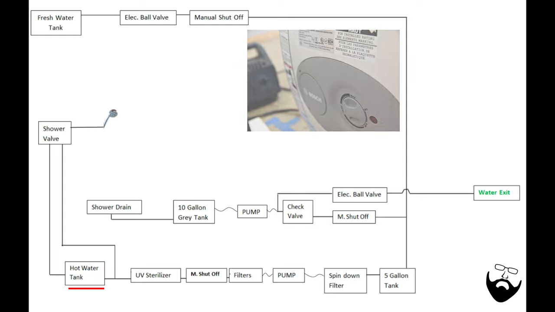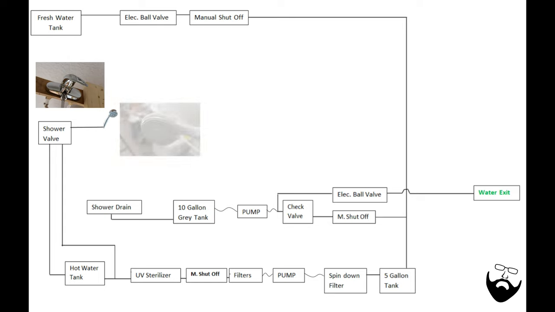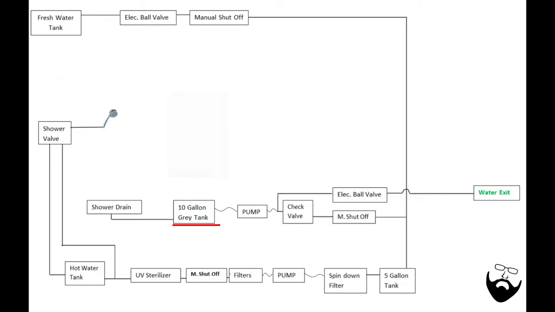The water goes up to the shower valves. I mounted the shower valves high so that we wouldn't bump into them when we were taking a shower. Also, the shower head sprayer has an on-off switch on it, so you can quickly turn the shower off right from that switch so you don't spray water someplace inside your van. The shower goes down the drain, and then it goes into a 10-gallon gray tank.